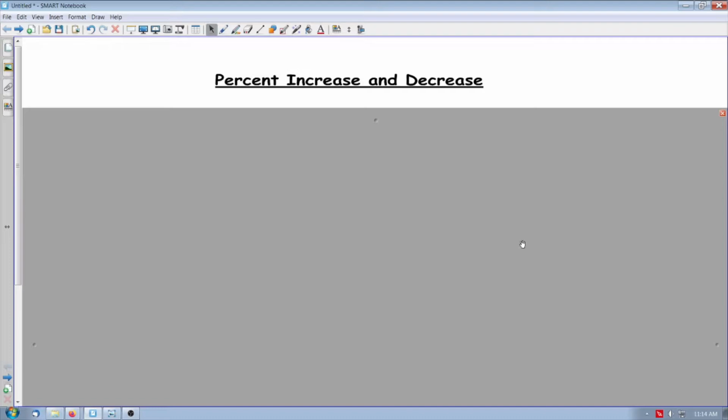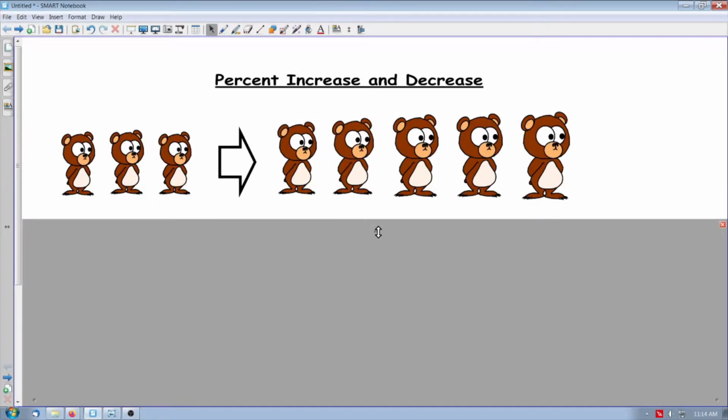Hopefully this one will be quick and sweet. I'm going to quickly go over percent increase and decrease. So typically a student will see a problem with, say for instance, I have 3 small bears, then it increases to 5 small bears. What percent increase is that?